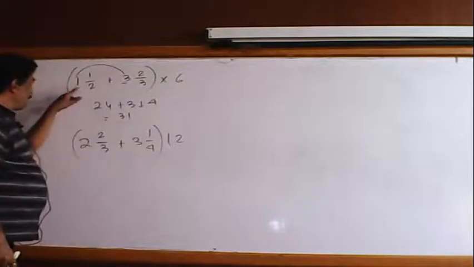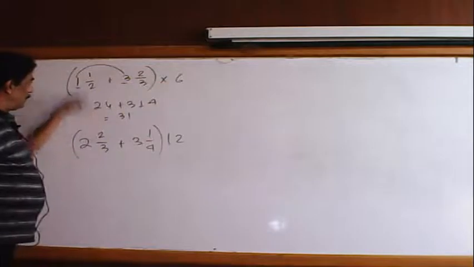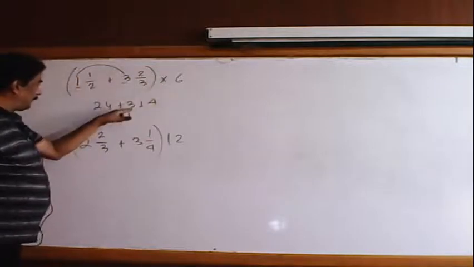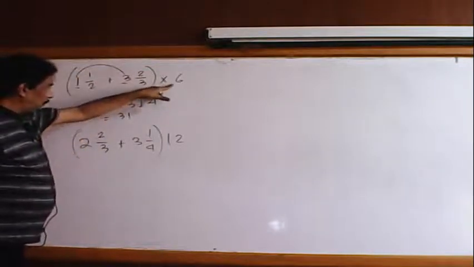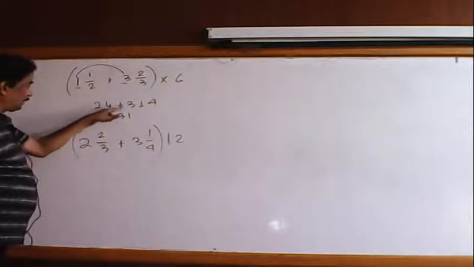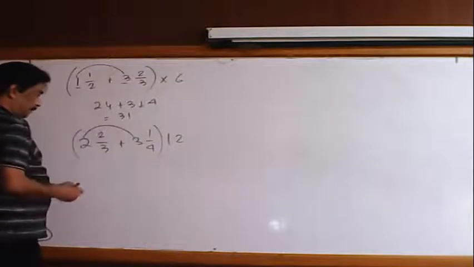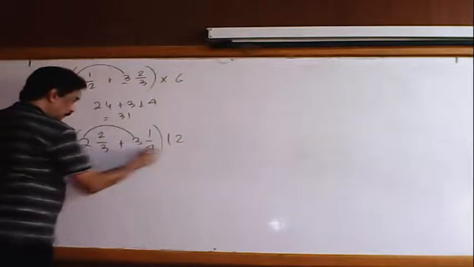Again, 1 plus 3 is a 4. 4 multiplied by 6, 24. 1 by 2 into 6, the result is 3. 2 by 3 into 6, result is 2 to the 4. So, now your result 24 plus 3 plus 4. Again, 2 plus 3, 5. 5 into 12, 60.